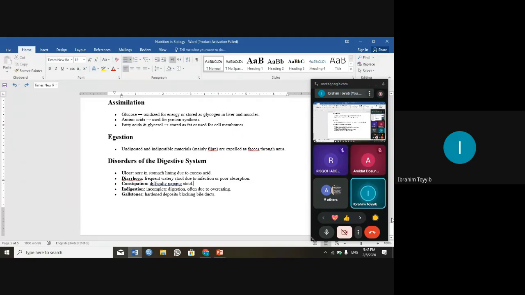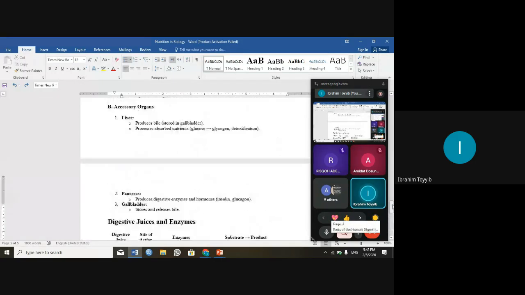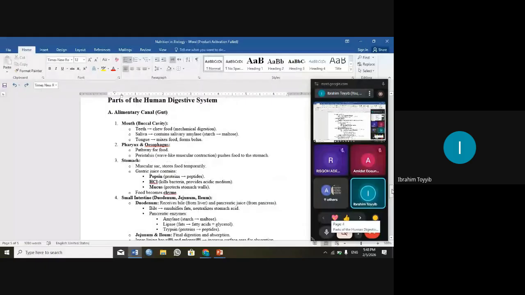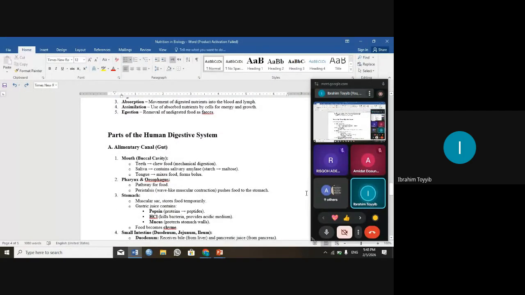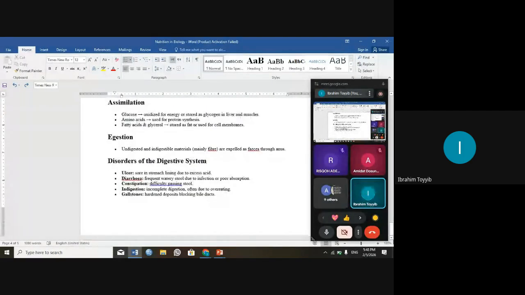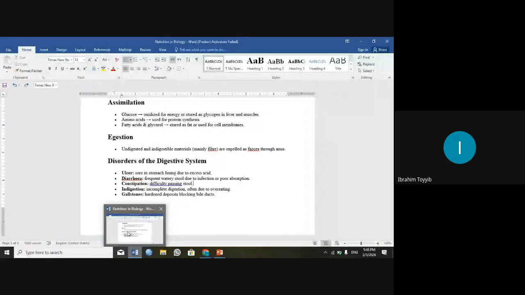So now let's go and take a look at the structure of this alimentary canal we've talked about. I hope you get these explanations. That's very good. Okay.